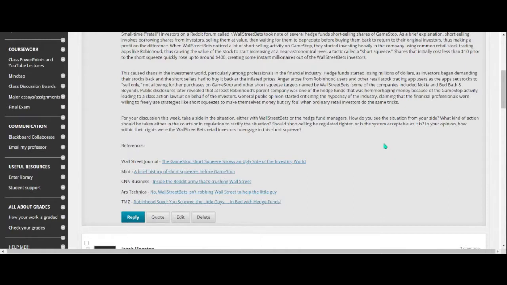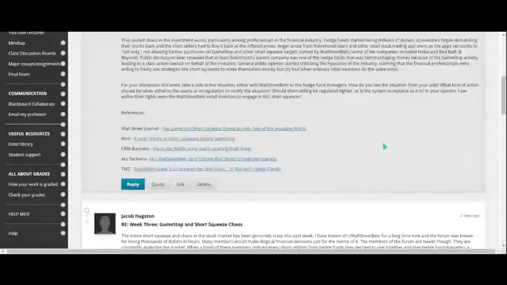Okay. We have, again, five articles acting as references for this discussion topic. First one is the Wall Street Journal: The GameStop short squeeze shows an ugly side of the investing world. Then we have from Mint, a brief history of short squeezes before GameStop. Third one's from CNN Business: Inside the Reddit army that's crushing Wall Street. Fourth one is from Ars Technica: No, Wall Street Bets isn't robbing Wall Street to help the little guy. And the fifth one is from TMZ: Robinhood sued. You screwed the little guys in bed with hedge funds.